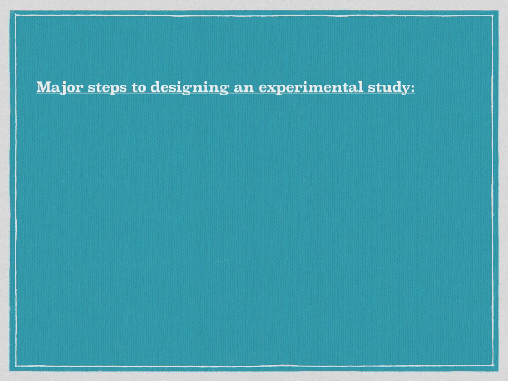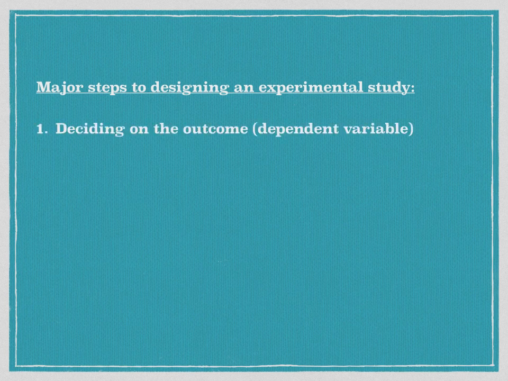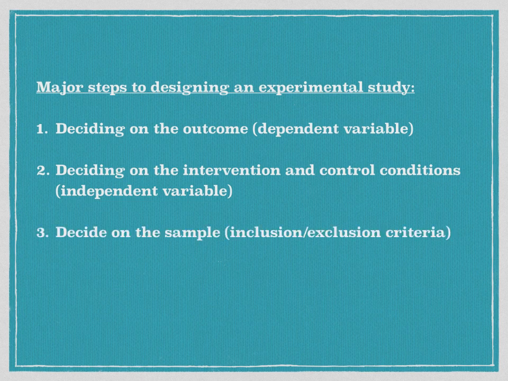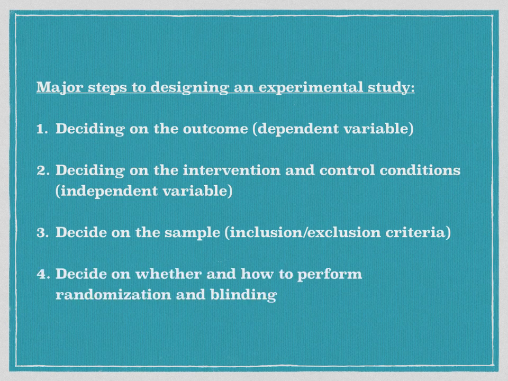And there you go. Those are the easy, or maybe not so easy, steps to designing an experimental study in health science. To recap and summarize, the most important first steps to take are: 1. Deciding on the outcome, your dependent variable. 2. Deciding on the intervention and control conditions, which is your independent variable. 3. Deciding on the sample, so figuring out an inclusion and exclusion criteria list. And lastly, deciding on whether and how to perform randomization and blinding. To see an excellent example of an experimental study, read the article by Bronstein and colleagues. Your understanding will be assessed.